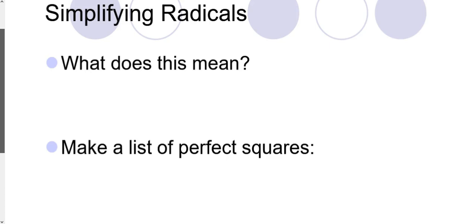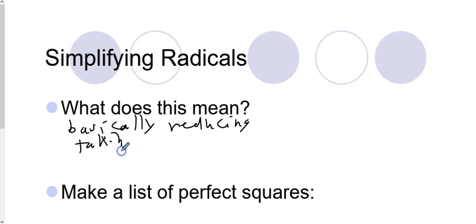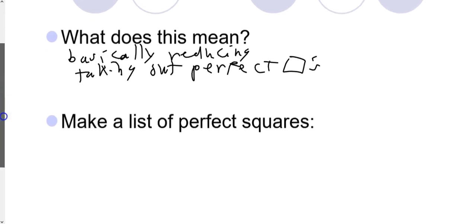Simplifying radicals. What does it mean? We are basically reducing. We're taking out perfect squares. Any perfect square numbers. Make a list.